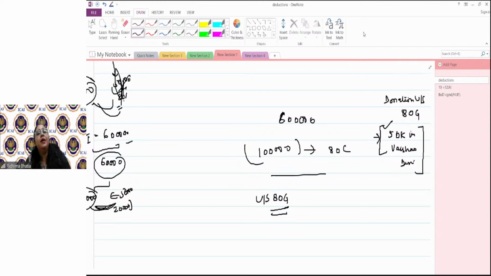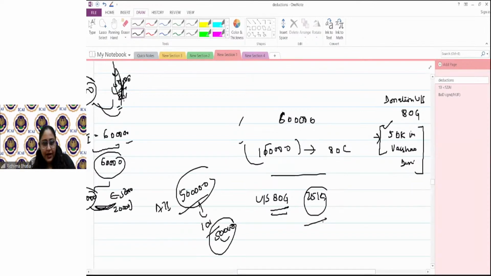Because qualifying limit यहाँ पे 50,000 आ रहा है and donation is also 50,000, so 50-50 कुछ भी कर लो, उसका 50% would be allowed as deduction. But had this amount been 1,50,000, then what would be your answer?